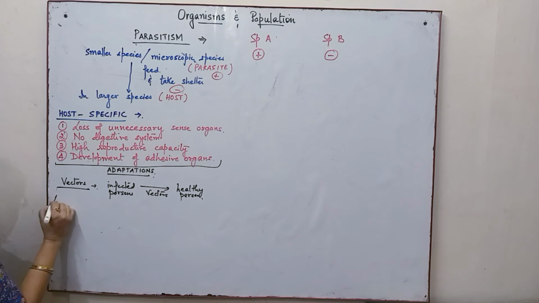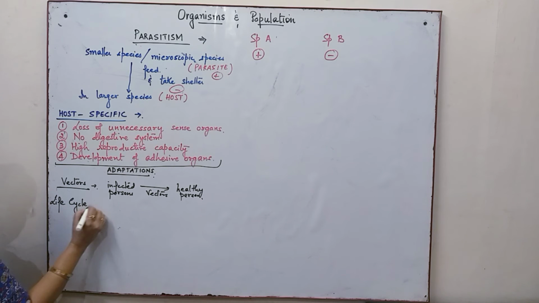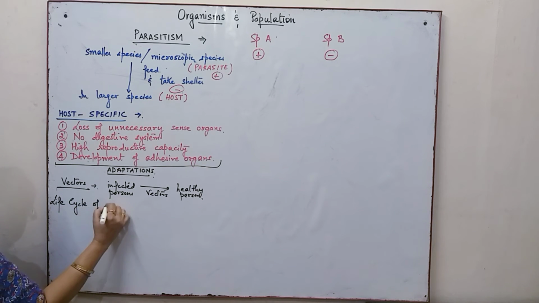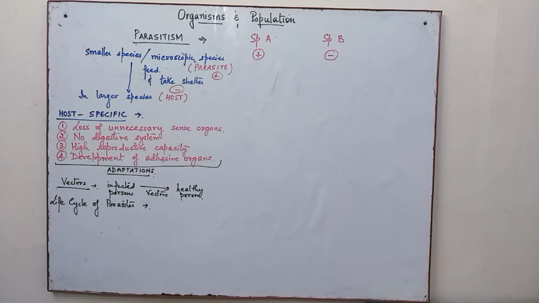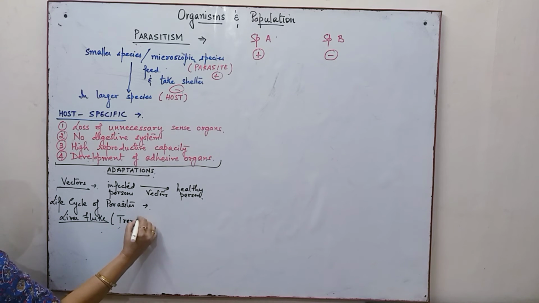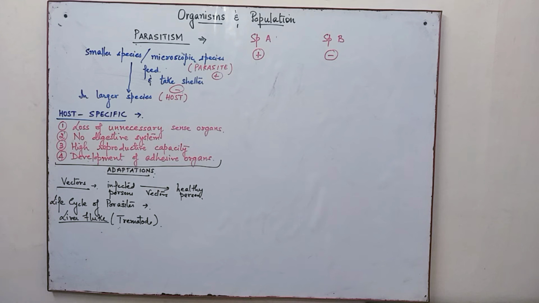Coming to the life cycle of parasites, in broad terms we have seen various kinds of life cycle patterns of the parasites. Some of the parasites have a complex life cycle. For example, the liver fluke, which is a common parasite found in the vertebrates. It actually belongs to the class Trematoda of phylum Platyhelminthes, and they have a complex life cycle, and they have two hosts. Normally the liver fluke will have two hosts.